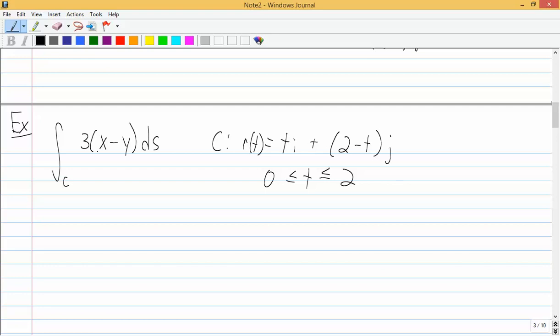Alright, so r of t is equal to t i plus 2 minus t j, this was given in the problem, I'm just rewriting it. Then what is r prime of t? The derivative of the x component with respect to t is 1. That's 1i. Plus the derivative of the y component with respect to t is going to be what? Negative 1. So that's minus j. So really I have the derivative is i minus j.